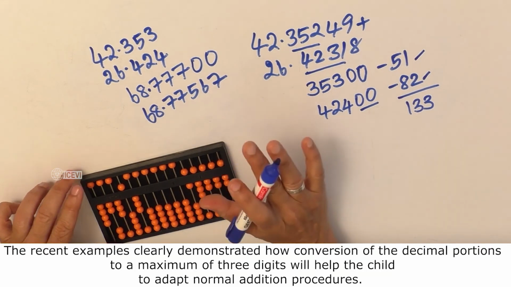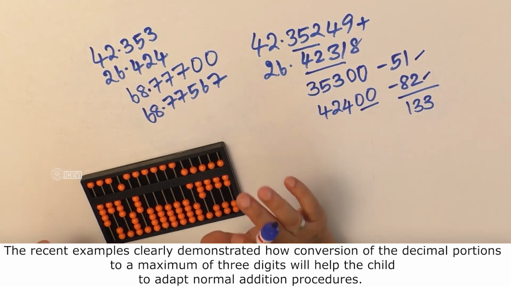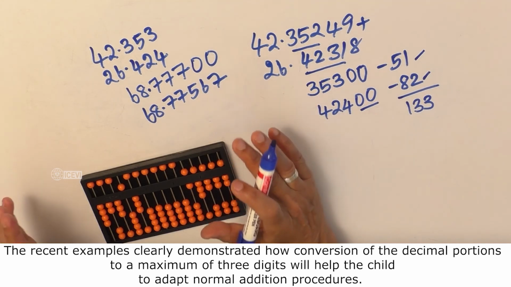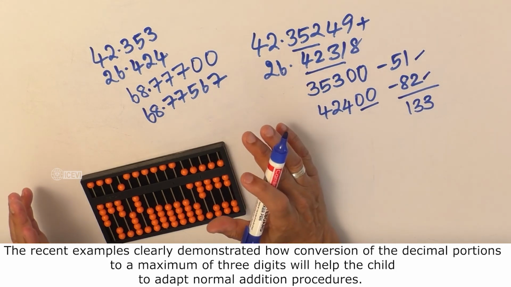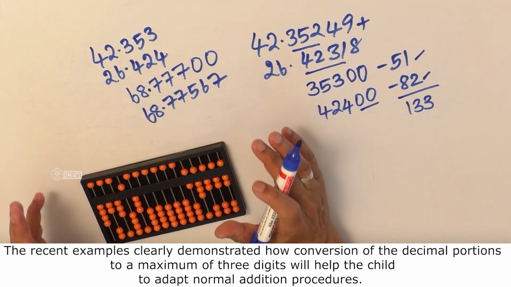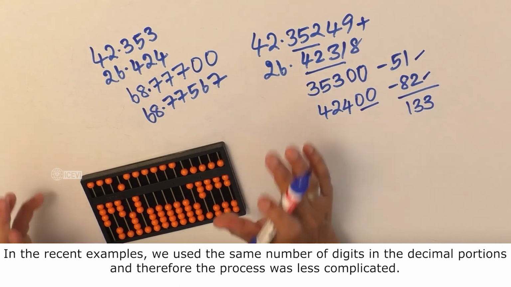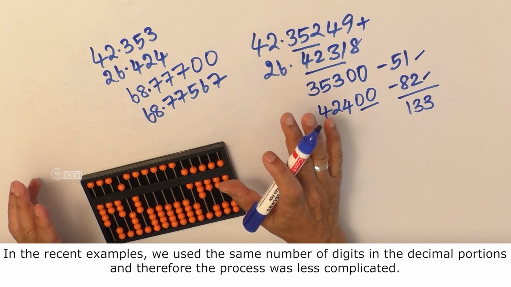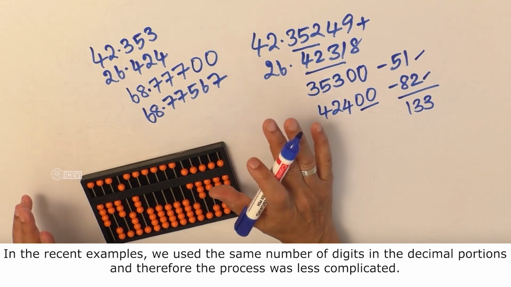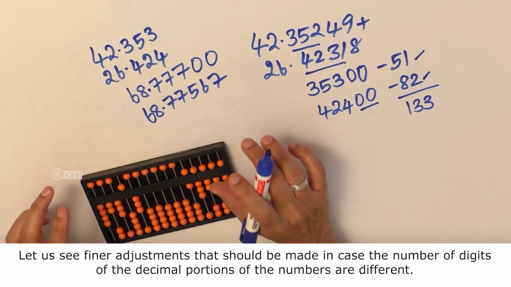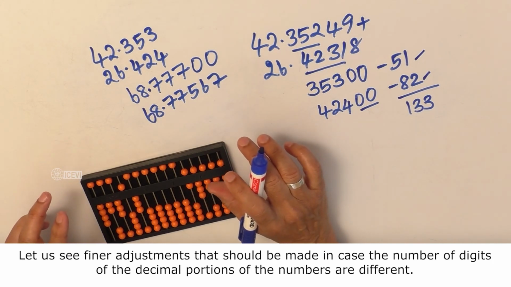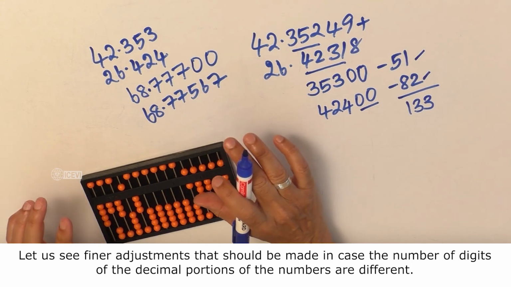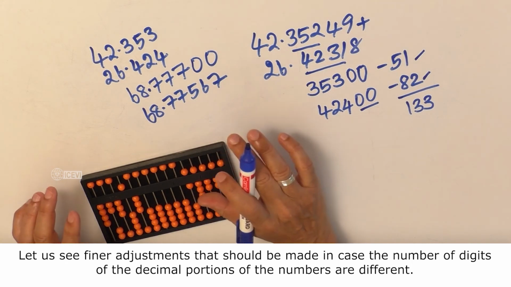The recent examples clearly demonstrated how conversion of decimal portions to a maximum of 3 digits will help the child to adapt normal addition procedures. In recent examples, we used the same number of digits in the decimal portions, and therefore the process was less complicated. Let us see finer adjustments that should be made in case the number of digits of the decimal portions of the numbers are different.